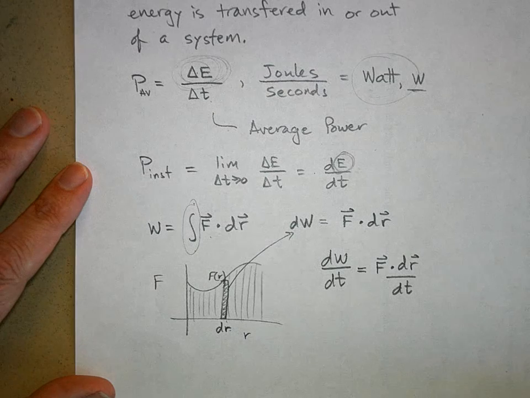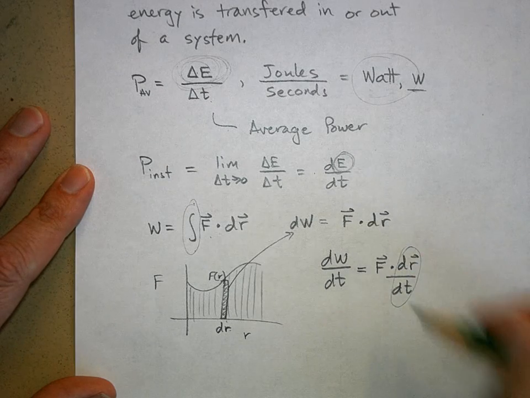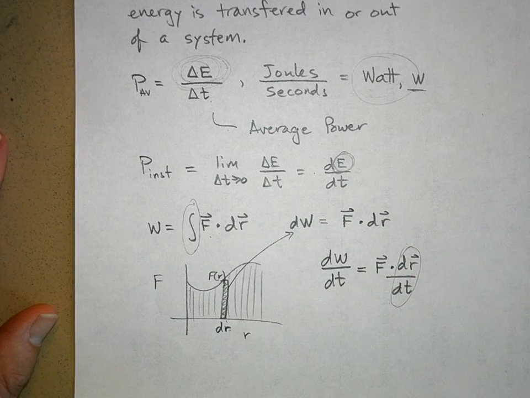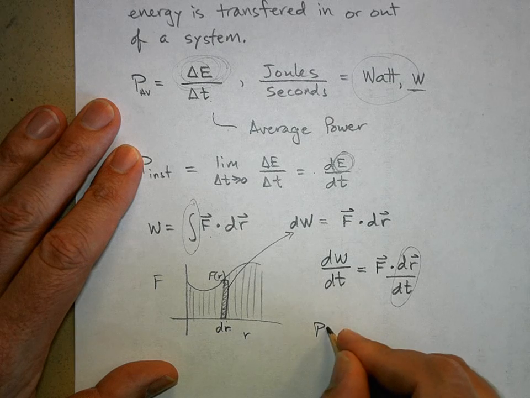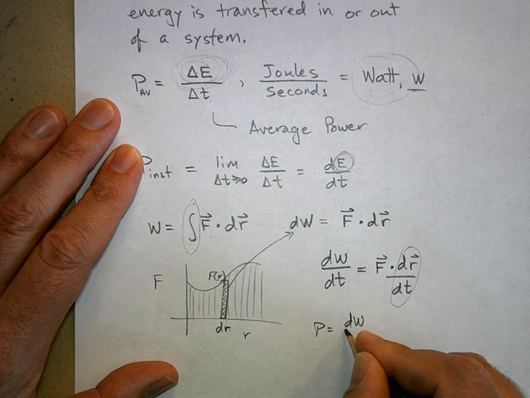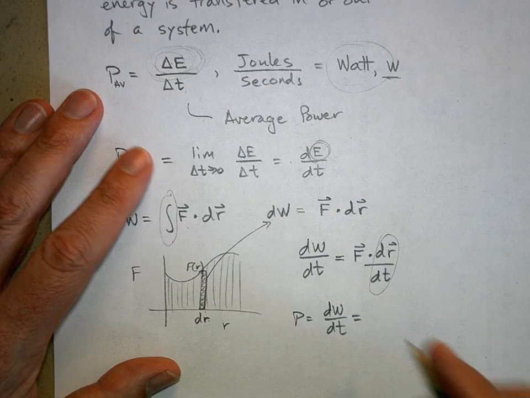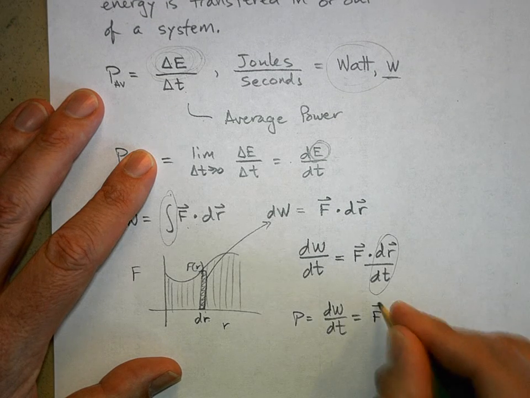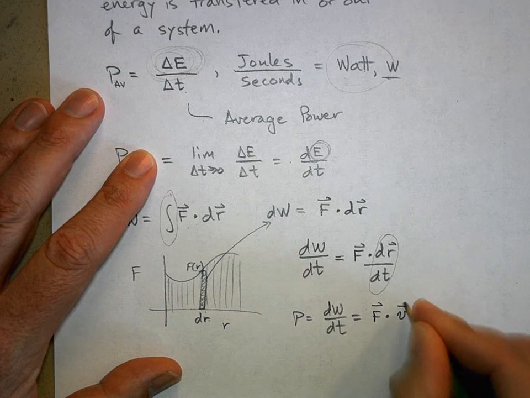Well, this is kind of interesting. What's dr/dt? That's velocity. So I can say that power is the rate at which I do work, and that can also be thought of as the force that's doing the work dotted with the velocity vector.